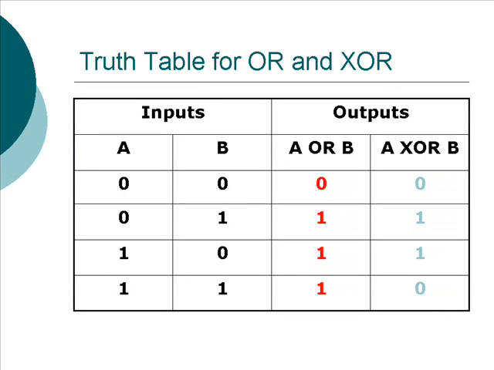Here we have the truth table for both the inclusive and the exclusive ORs. Notice in red, that's the third column, that the only case where we have a false or zero is the first case where both of the inputs are zero. If any of the inputs is one, then the red column shows that the output is a one. For the exclusive OR, the outputs are identical to the inclusive OR except for the last case. When both of the inputs are one, then the output is zero. So that's the only difference between the two, the last case where both of the inputs are the same.